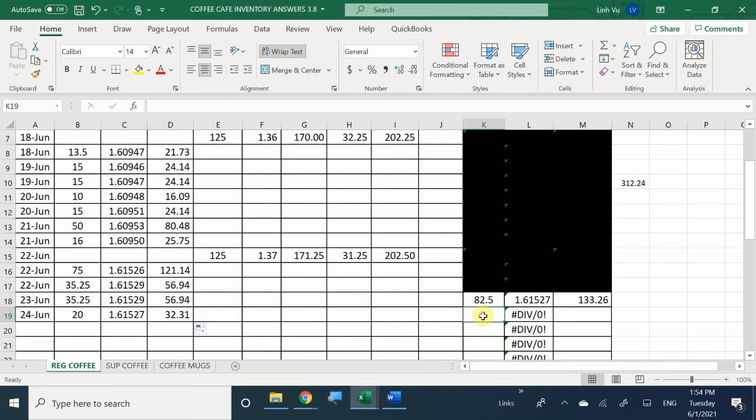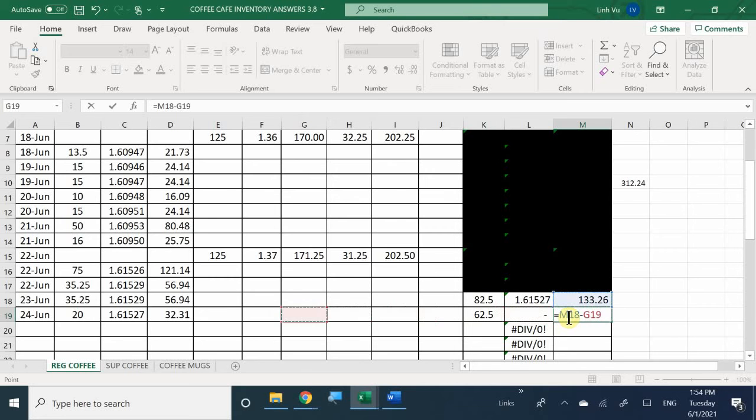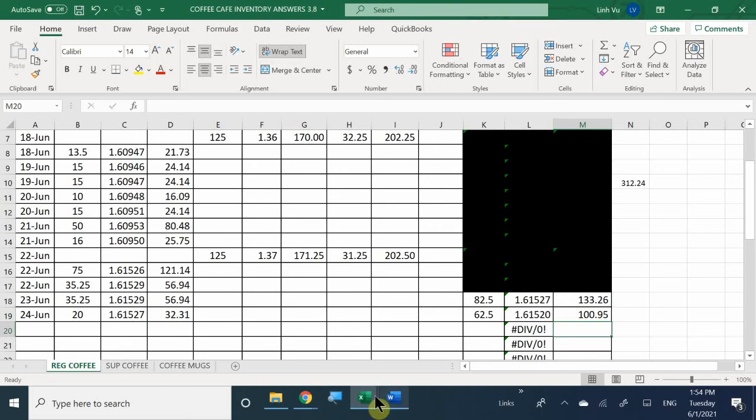And then under the inventory on hand, you would subtract 20 to get 62.50. 62.50, good. And then your total would be $100.95. 100.95, good. Divide that by the 62.50, and you'd get 1.6152. Good.